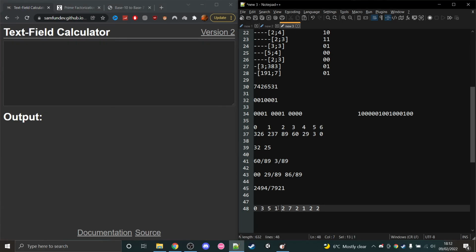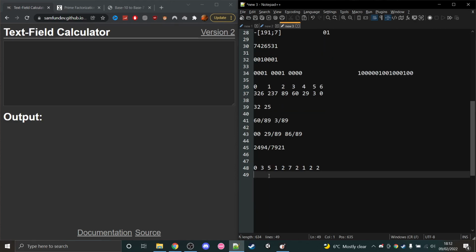Now we have this long sequence here. What do we do with this? What we need to do is convert each input to binary. So 0, 3 is 1, 1, 5 is 1, 0, 1, 1 is 1, 2 is 1, 0, 1. No, it isn't, it's 1, 0. 7 is 1, 1, 1. 2 is 1, 0, 1 is 1, 2 is 1, 0, and 2 is 1, 0. And this is what we're going to input into the module.